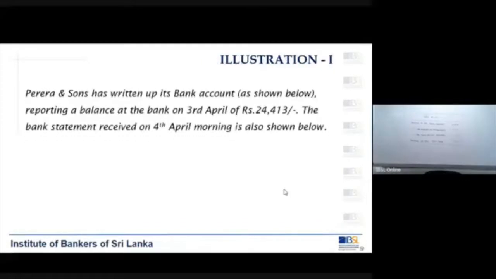And then we have a question. So can we read that question for yourselves? Pereira and Sons has written up its bank account as shown below, reporting a balance at the bank on 3rd April, which is 24,413. The bank statement received on 4th April morning is also shown below. Based on the information provided, prepare a bank reconciliation statement as at 3rd April 2019. Okay.